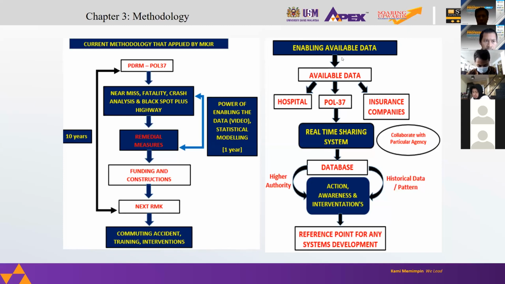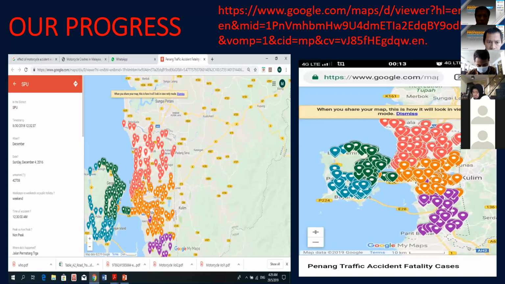That's why we need to enable the data by using data from hospitals, from CCTV data, or insurance companies. We can do a real-time sharing system when we collaborate with a particular local government agency to build the database. And from this database, it will definitely help us understand the pattern, the action, awareness, and intervention. It will definitely be the reference point for any system development. This is our progress currently.